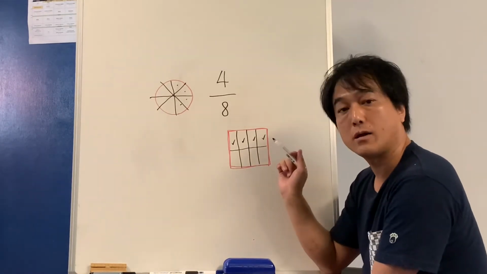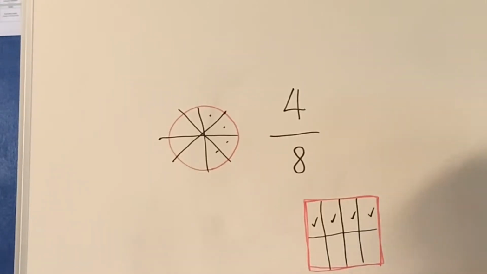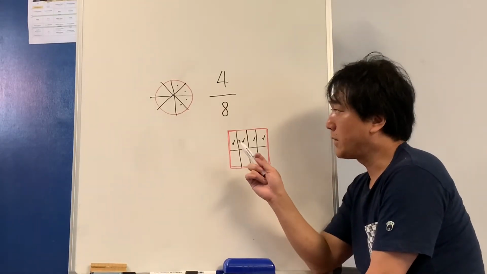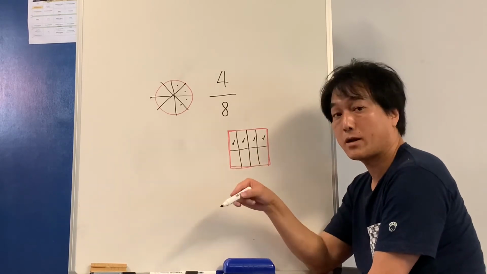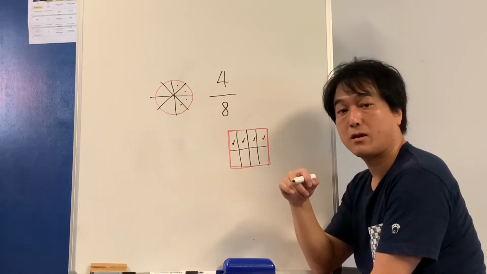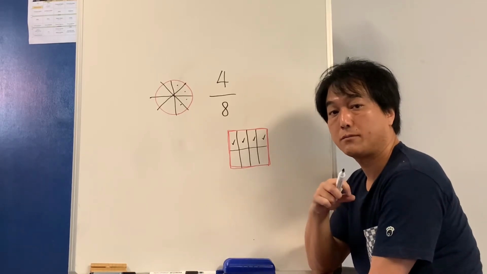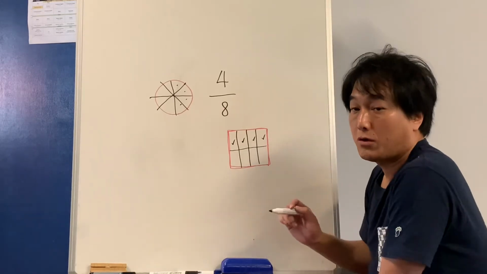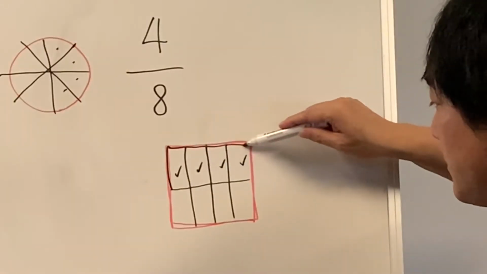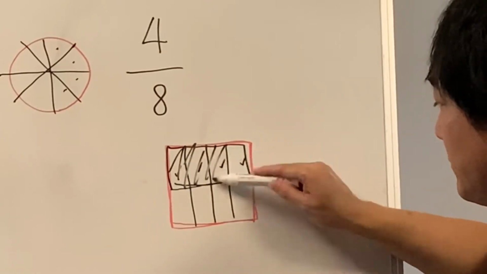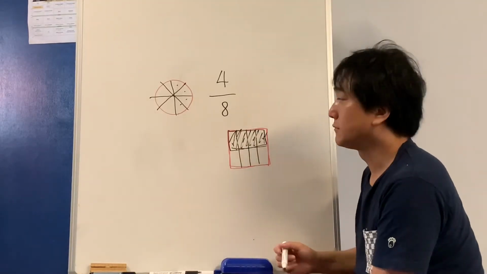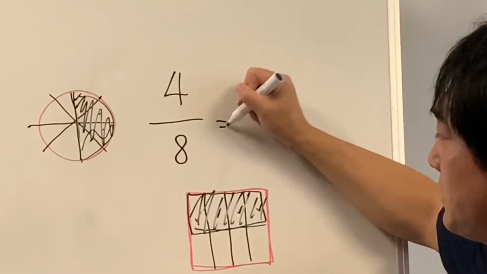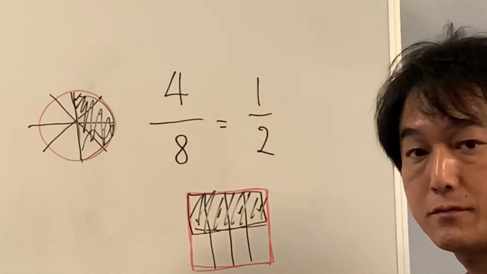So let's see. Do you notice anything here? If you have noticed something, let's pause the video. Tell me what you noticed. You can write it down, you can say it, or you can just think about it. Pause the video. So you may have realized that I'm actually eating 1/2 of a cake. This is 1/2 as well. 4/8 is exactly a half.